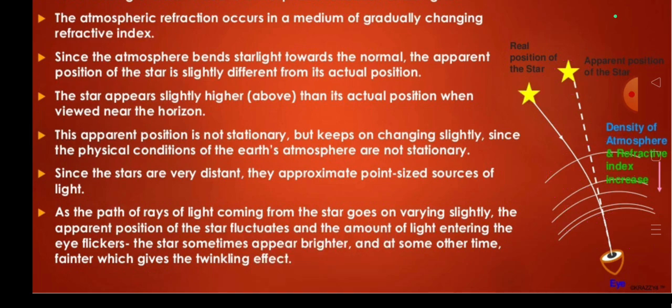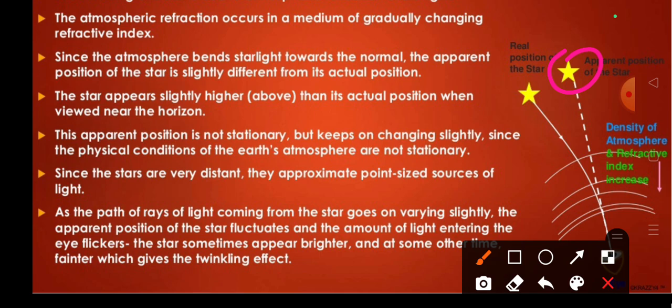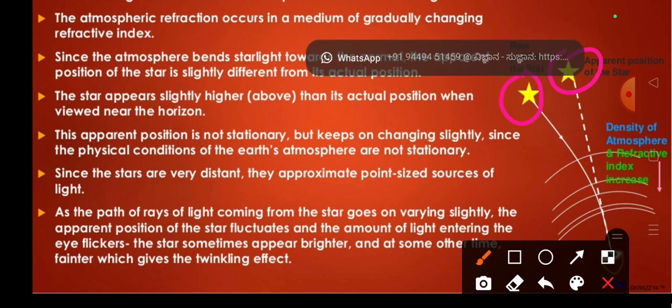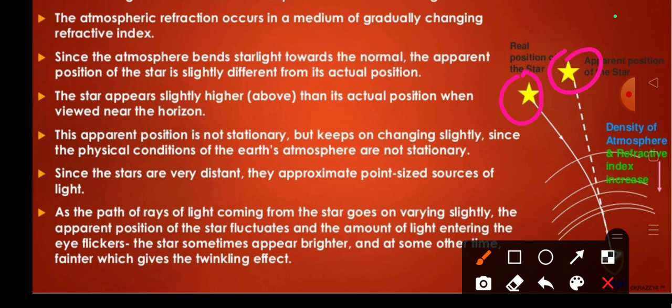But the twinkling of stars: whatever the star is, it looks to us in this position, but the actual position of the star is here. Why? Because of refraction. Stars are the farthest objects. They are highly distant from us, measured in light years. One light year is the distance light travels throughout a year. Whatever distance that is, that's called a light year.